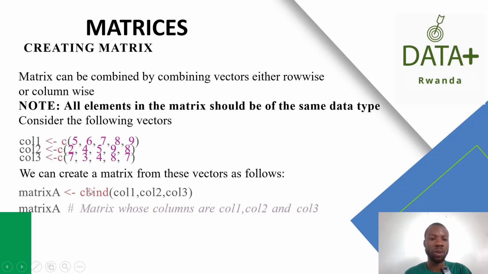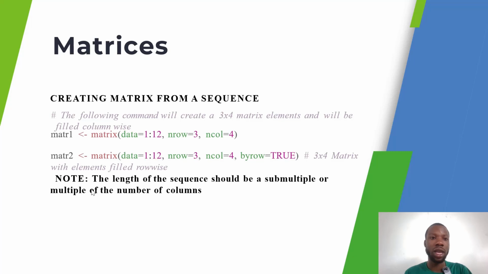If we use the cbind, what we are talking about is that we are trying to combine the matrices by using the column bind. And of course you can create the matrices by using the other bind, which is the row bind. So we are going to see the difference between them in an example.